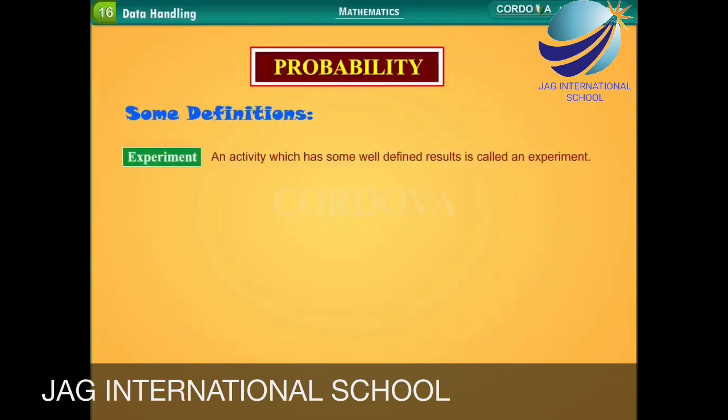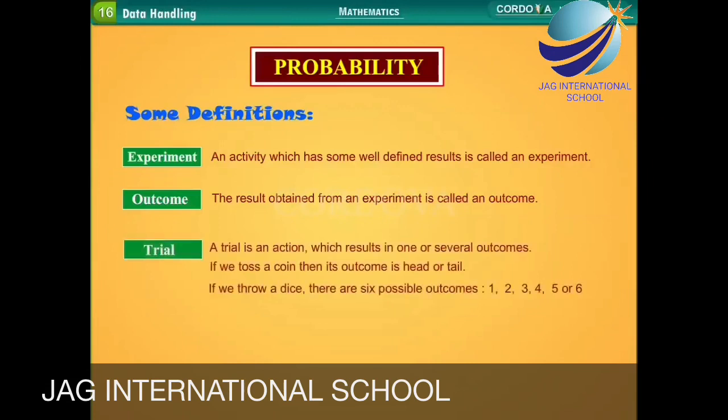Experiment. An activity which has some well-defined results is called an experiment. Outcome. The result obtained from an experiment is called an outcome. Trial. A trial is an action which results in one or several outcomes. If we toss a coin, then its outcome is head or tail. If we throw a dice, there are 6 possible outcomes: 1, 2, 3, 4, 5, or 6.